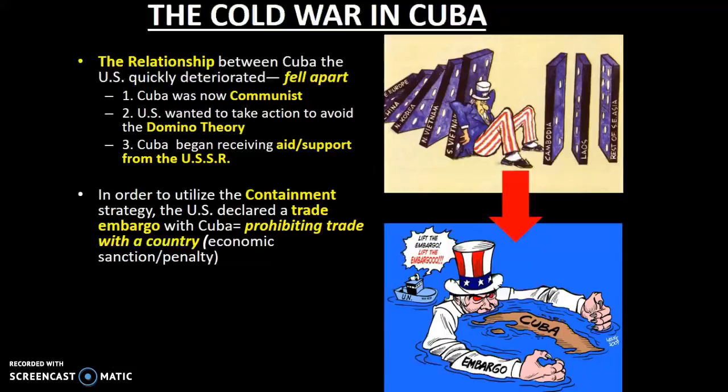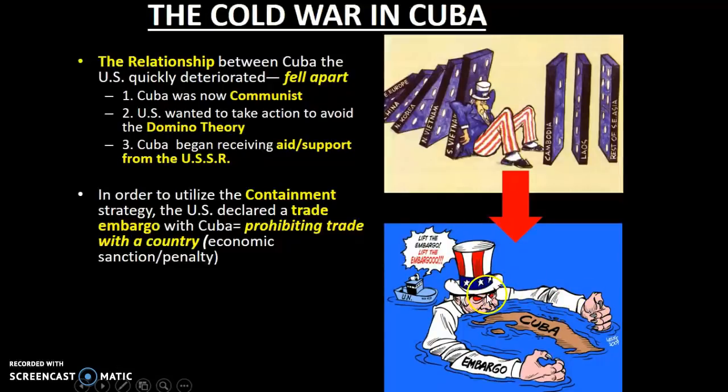A trade embargo is going to be when one country does not allow other countries to trade with their enemy. For example, in this picture down here, we can see that the United States is very angry.